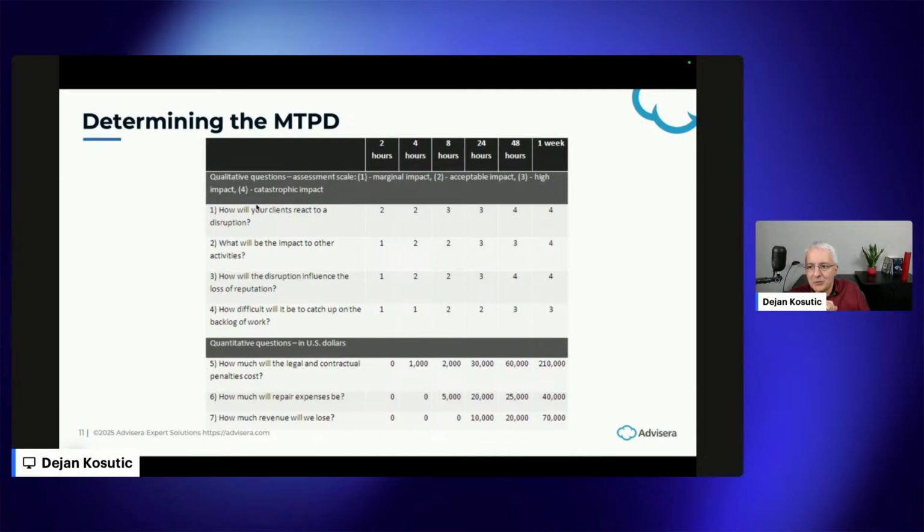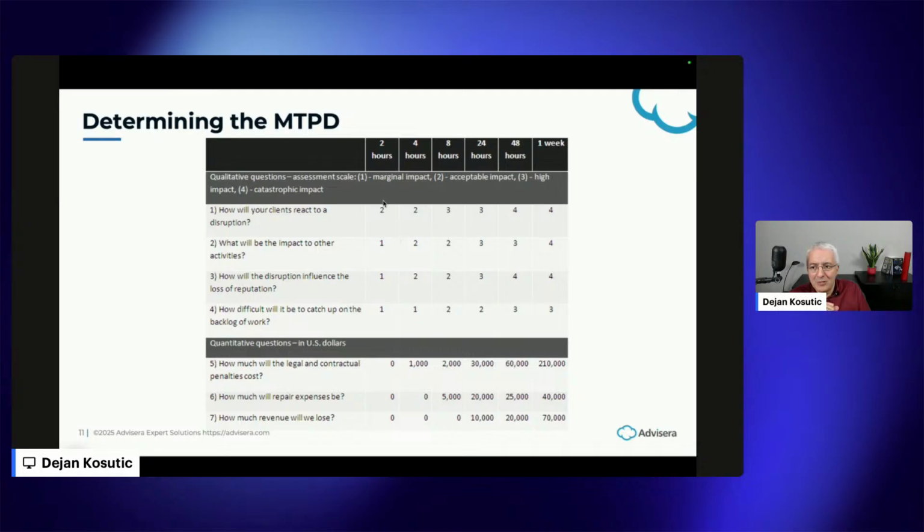So, for example, you could have these qualitative questions. How will your clients react to disruption? What will be the impact to other activities in a company? How will disruption influence the loss of reputation? How difficult will it be to catch up on the backlog of work? Obviously, these are qualitative questions. By the way, these are only suggestions. These are not specified in the standards. You can select your own questions.